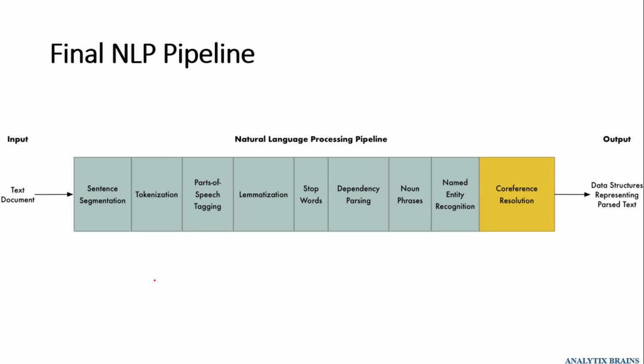So finally, the NLP pipeline that we got after doing all the transformations is something like this. Initially we passed some text document, then we did the sentence segmentation. We split the sentences into tokens or words. Then we did part of speech tagging, where we gave the specific part of speech to each word, whether the word is a noun, pronoun, adjective, interjection, determiner or not. Then we did lemmatization or stemming. We did stop word removal. We created the parse tree. We extracted the noun phrases, and then we did named entity recognition. Finally, we did co-reference resolution.